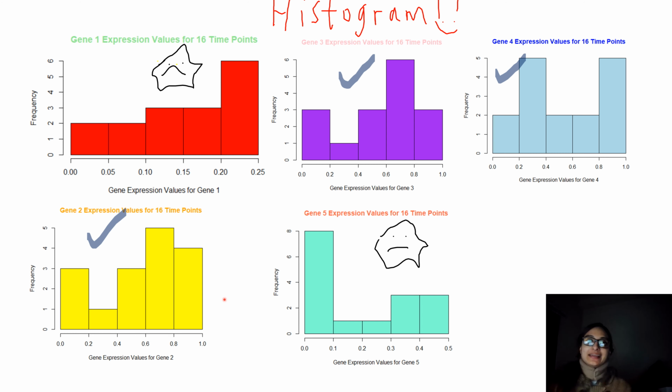So the key idea is we want to bin these things into bins, maybe using equal width or equal density, and we're binning it based on each gene's own values. And we're seeing how its behavior changes across the 16 time points.